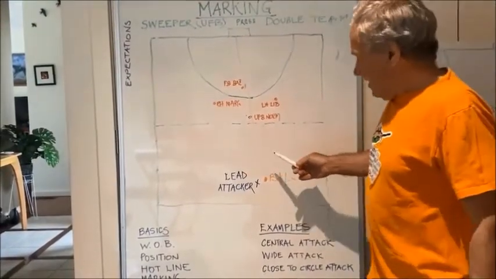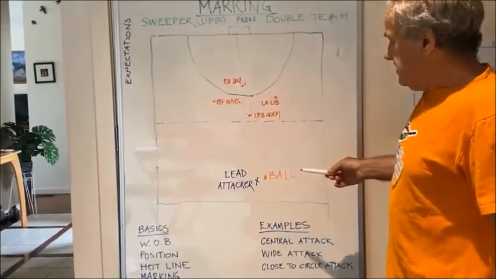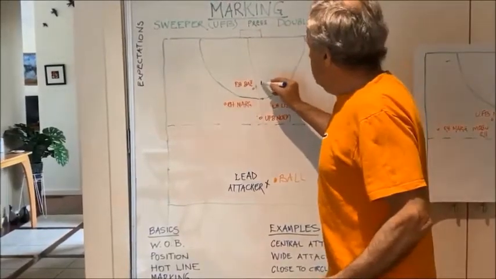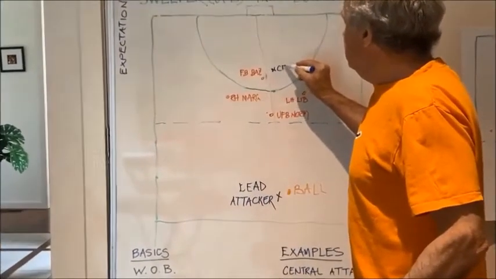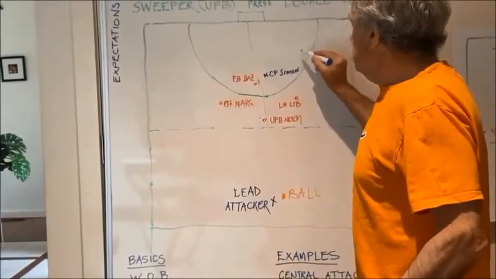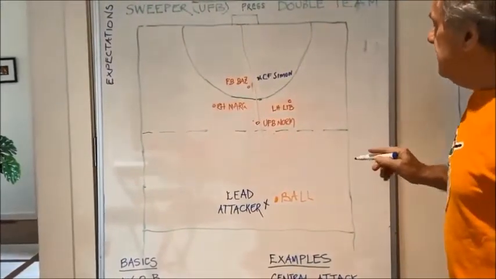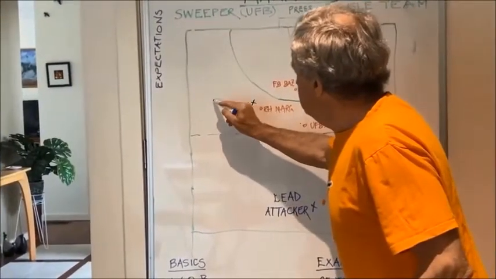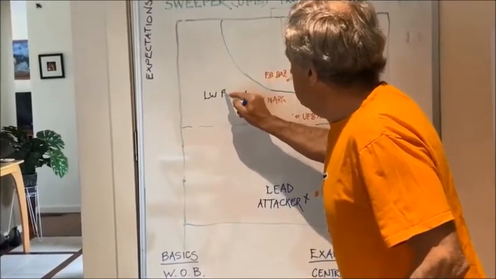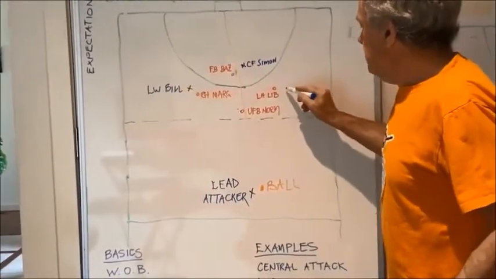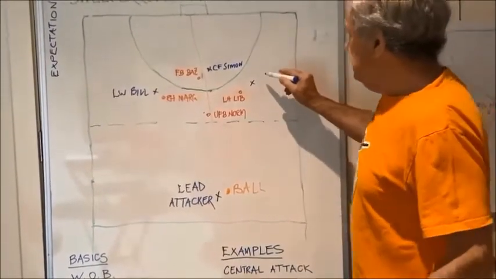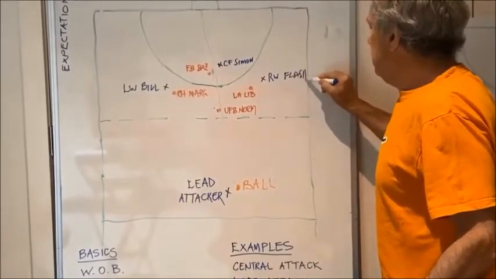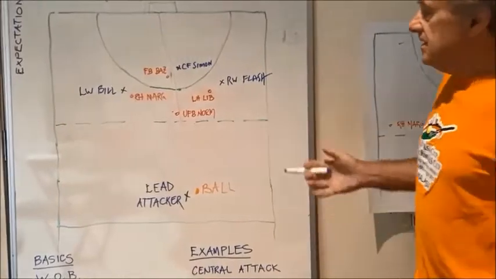Now, as far as the marking is concerned, we're going to have Barry marking the opposition centre forward, Simon, or it might be Derek, depending on who. Marg will be marking the left wing, Bill, and Lib will be marking the opposition right wing, Flash. Now that's who they're marking.